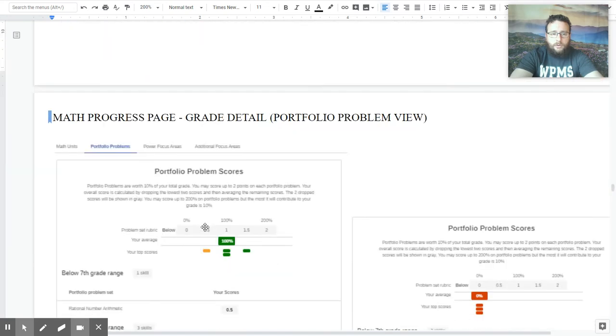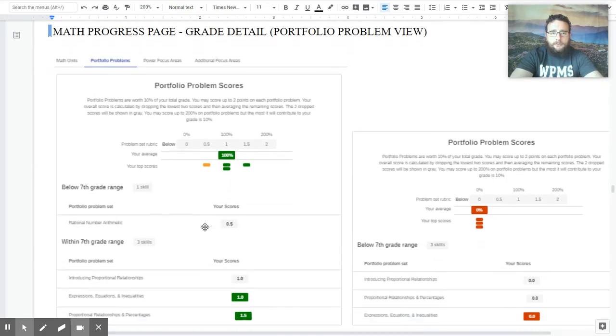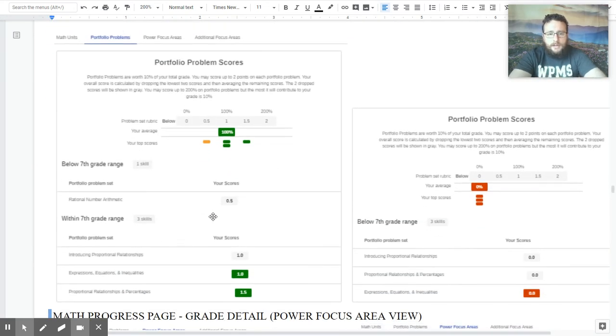I'm going to try to go to the portfolio problem screen. So here you see at the end of the year, this student actually completed 4 portfolio problems. But you see that because only 2 were necessary for the student, only 2 of them counted. And in this case, it was the 1 and the 1.5, which means the student got 2.5 out of 2, so 100%. Now notice you don't get more than 100%, but you still get that as your average.